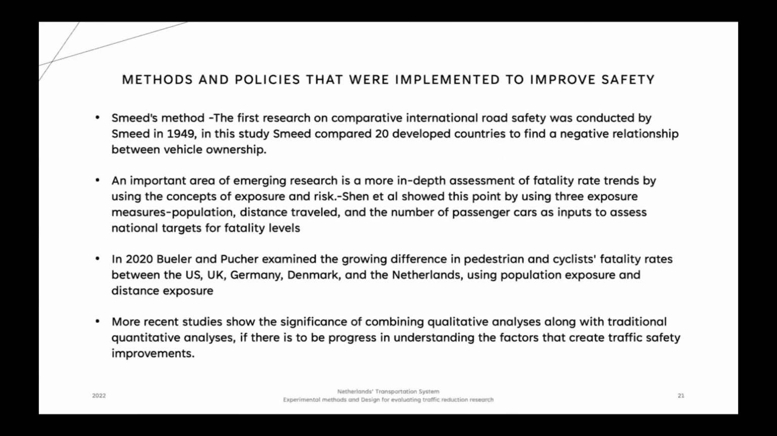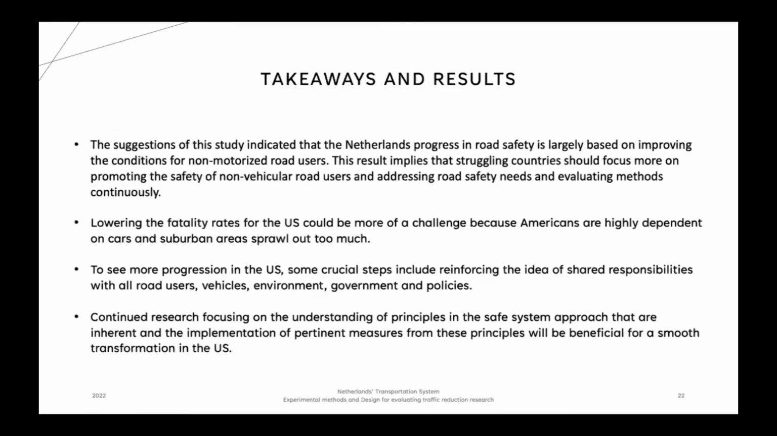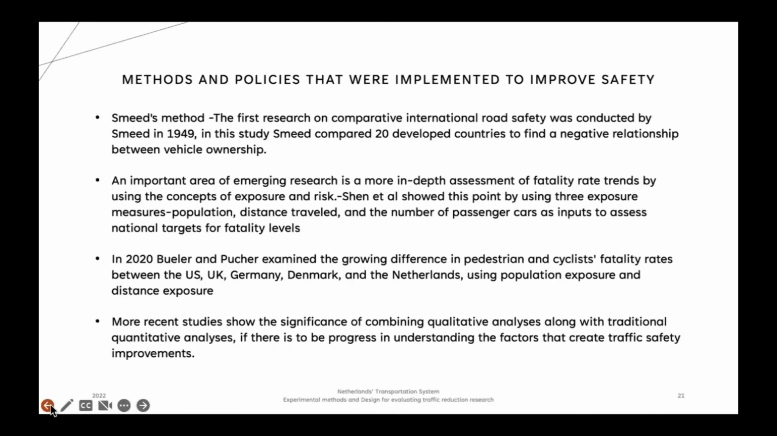Now I'm just going to talk about some methods and policies that were implemented to improve road safety. Smeed's method was the first research on comparative international road safety, and it was conducted by him in 1949. In this study, he compared 20 developed countries to find a negative relationship with vehicle ownership. More recent studies show the significance of combining qualitative analysis with traditional quantitative analysis if there is to be progress in understanding the factors that create traffic safety improvements.